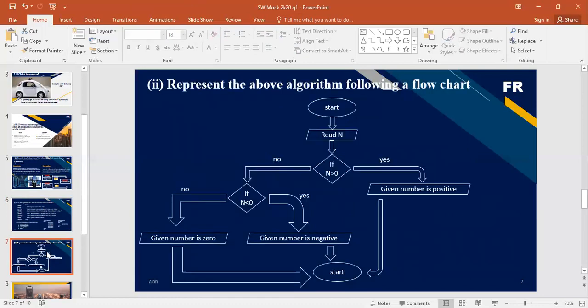So with this, I come to the end of question 1 of paper 2, Southwest Regional Mock 2020 Ordinary Level. In the next session, I'm going to answer question 2 of this same paper.